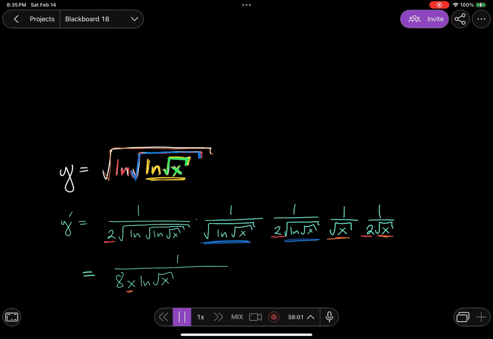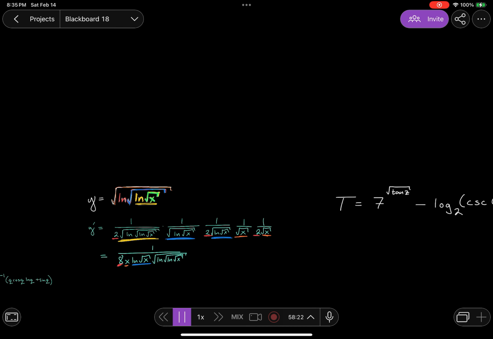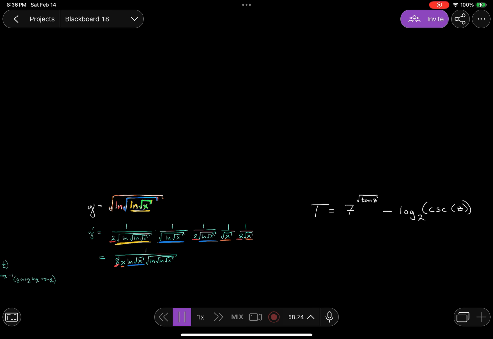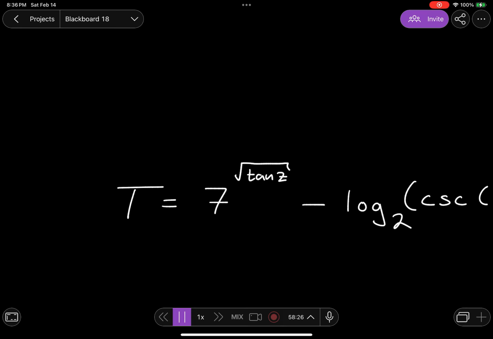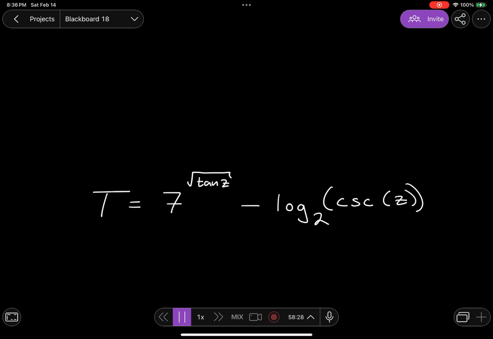These two blue things come together to be just this blue thing. And then all the red comes together to be this 8 right here. And all I have left is this yellow object right there. So that's going to be the square root of the natural log of the square root of the natural log of the square root of x. What an obnoxious question. It's kind of fun, though. This taking derivative nonsense.